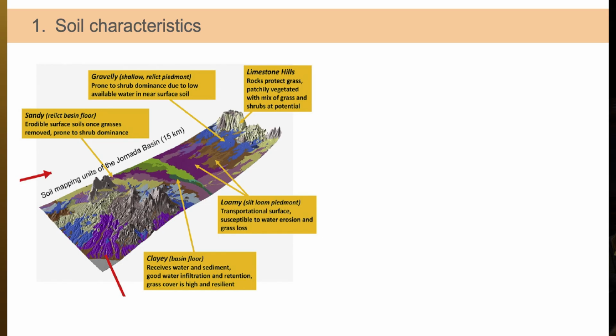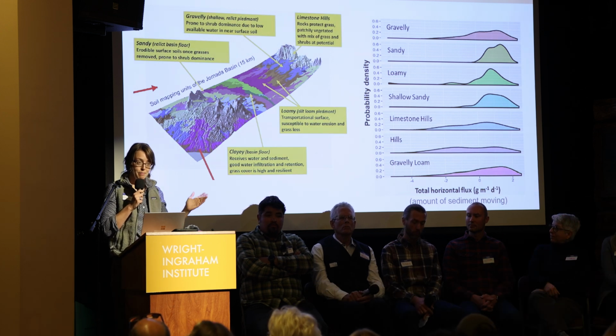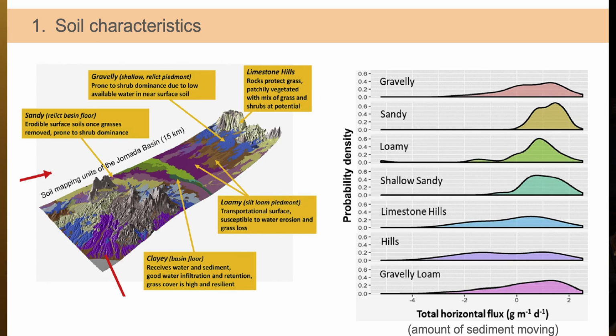So here's a map of that Jornada Basin, that pretty picture I just showed you. And each of the different colors is a different soil type. Some of these soils are sandy, some of these soils are gravelly or loamy soils. And importantly, each of these different soil types is going to have a different baseline amount of soil that can come off of it.